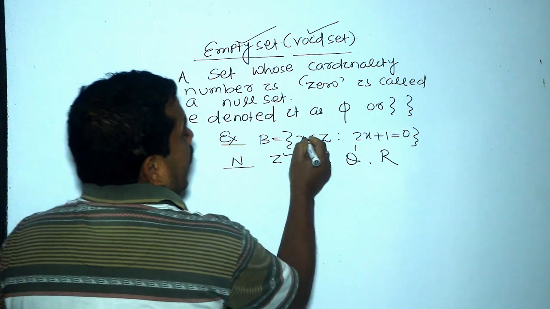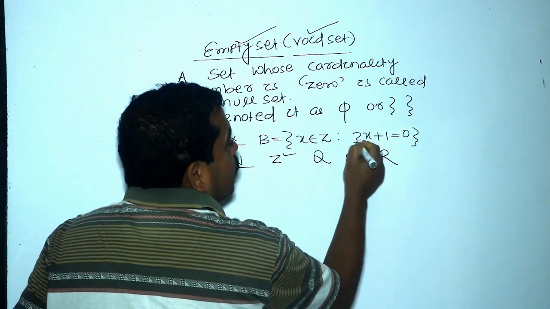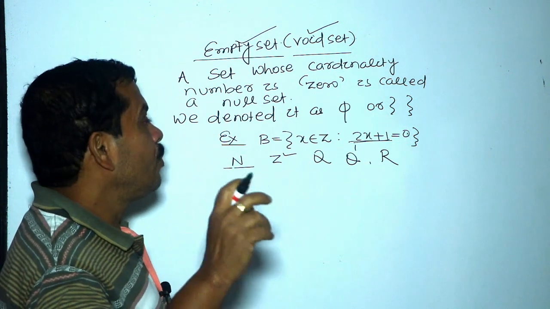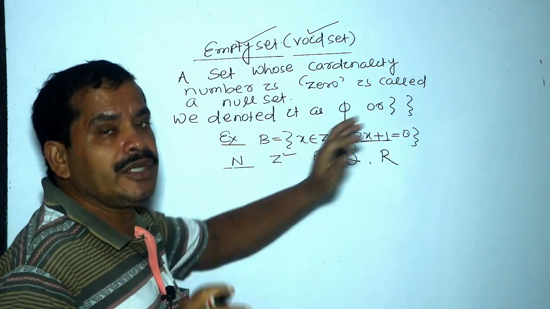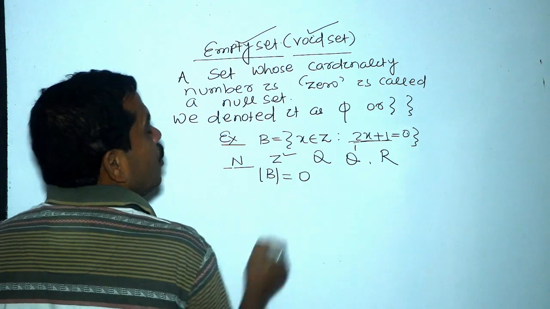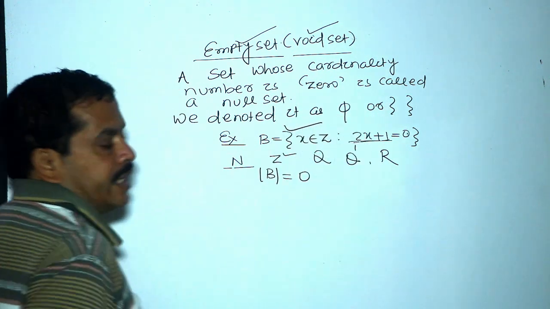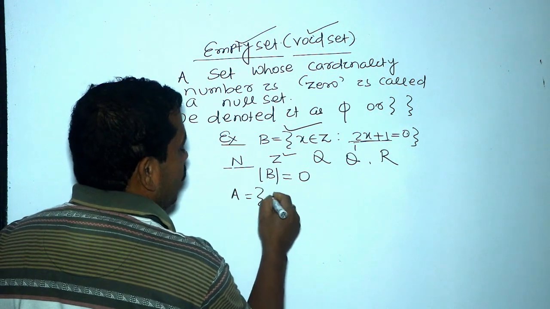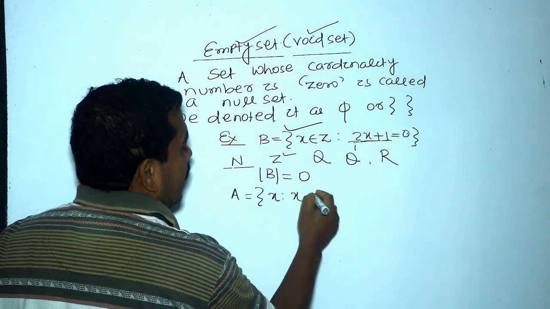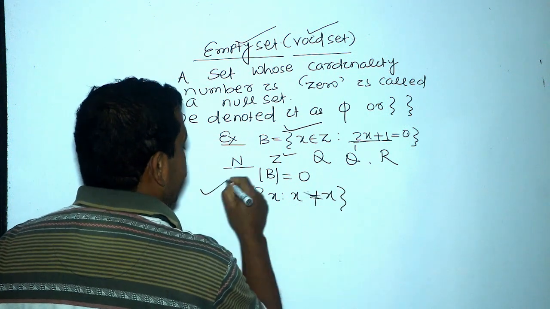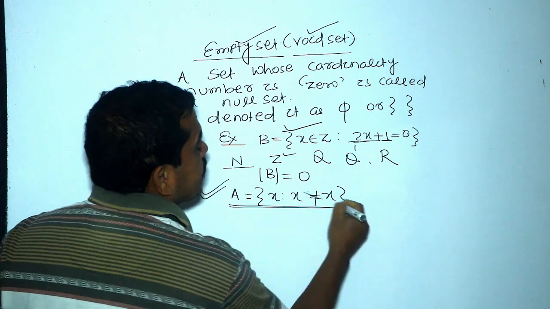Here x belongs to Z, but 2x plus 1 is 0. There is no integer which will satisfy 2x plus 1 equals 0. So the cardinality of B is 0. So B is a null set. The set builder form is x such that x not equal to x. This is the set builder form of a null set.